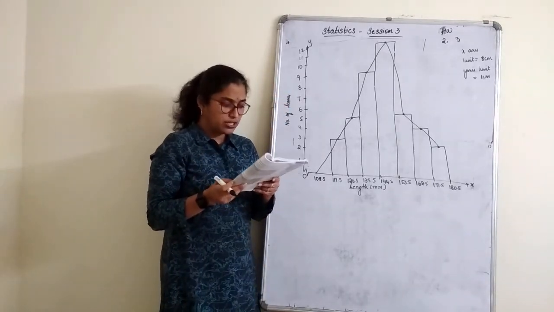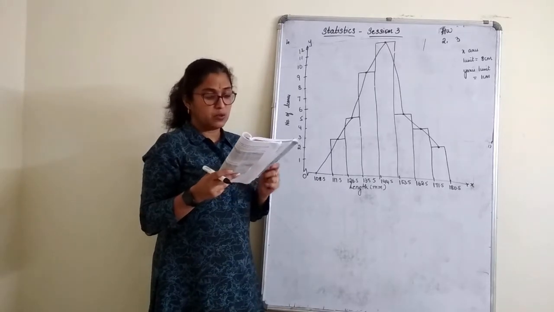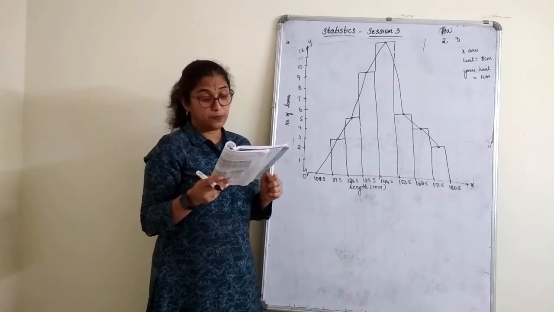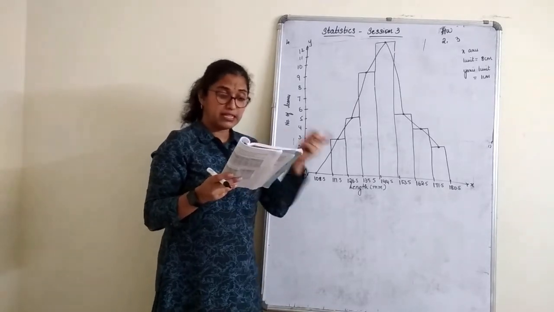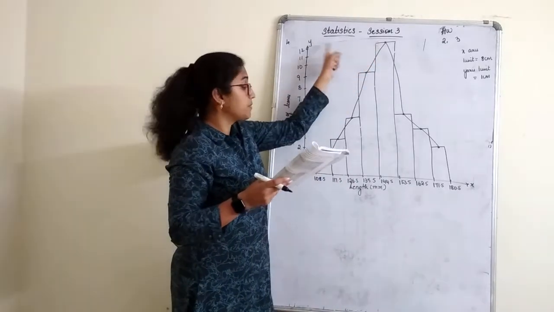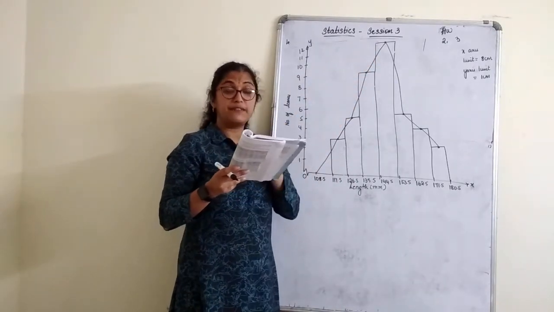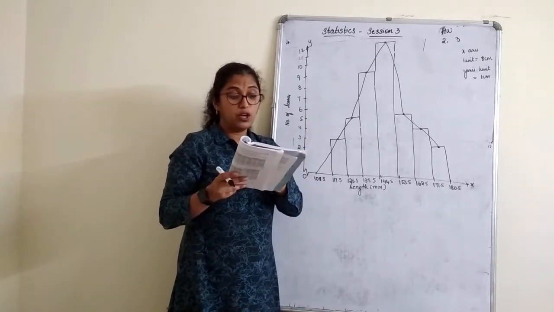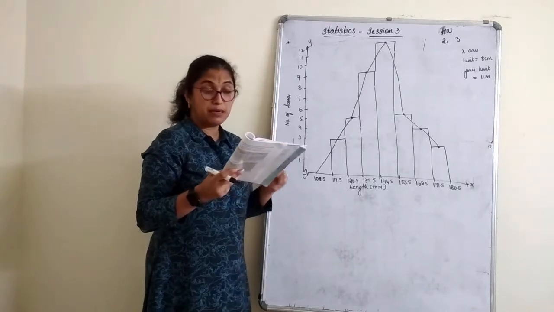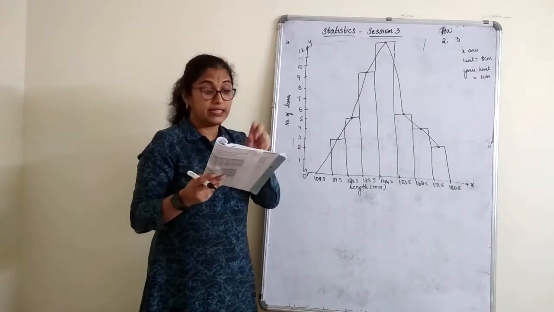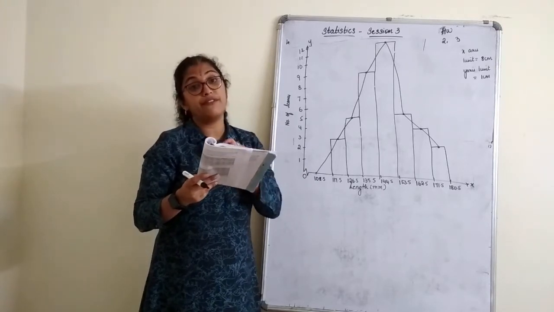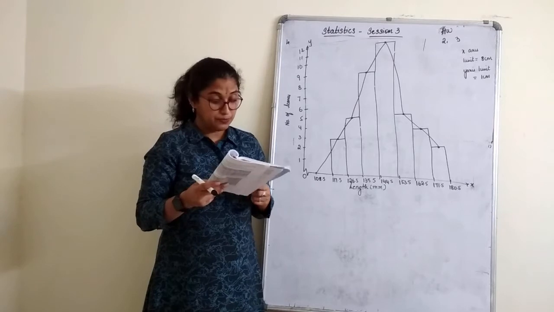The third sub question here: is it correct to conclude that the maximum number of leaves are 53 millimeter long? Why? No, we cannot say that the maximum number of leaves are 53 millimeter long, because the maximum is 12, I agree. But that maximum number of leaves will lie between 145 to 153, or we can say that the maximum number of leaves lies in the class interval, that is 145 millimeter to 153 millimeter. You can conclude that. Yes.